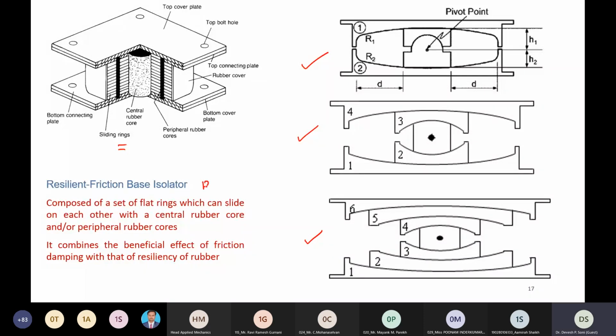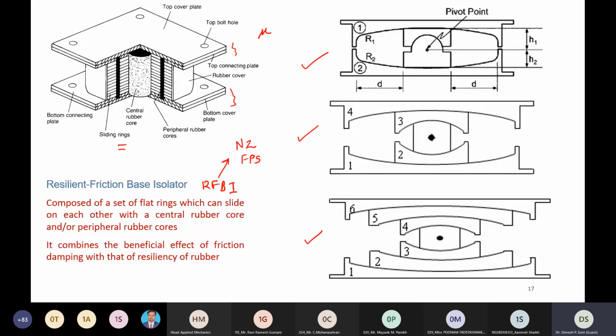RFBI, Resilient Friction Based Isolation System. This system is basically a combination of NZ type system and FPS system, because it has components of NZ as well as FPS system. How it differs from NZ type system: you will see there are a top connecting plate and a bottom connecting plate. So here we have three components. The top and bottom connecting plates also slide over each other, so there is a friction component mu.